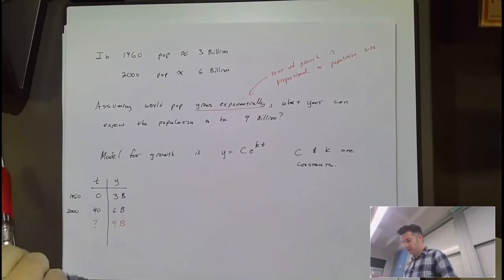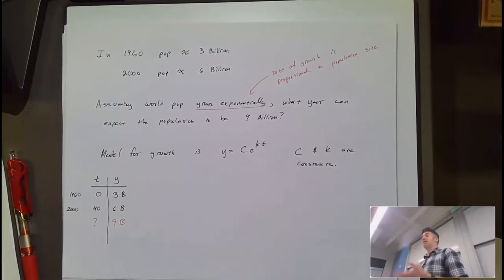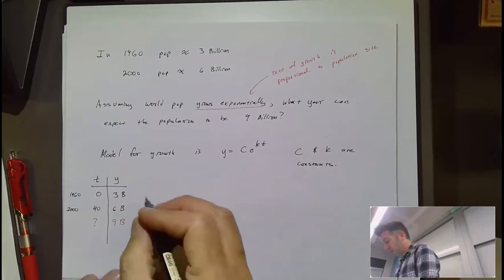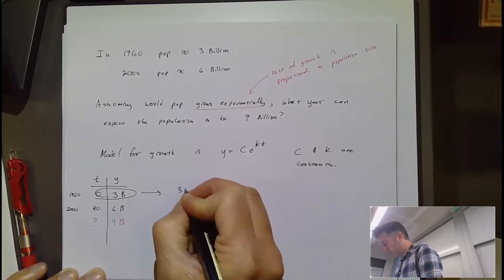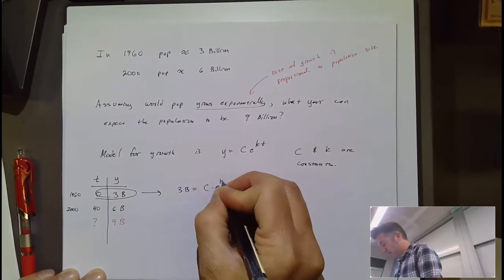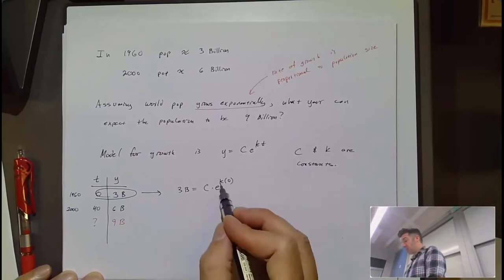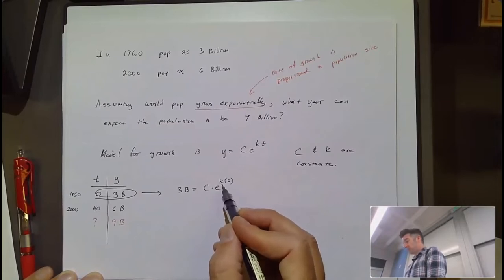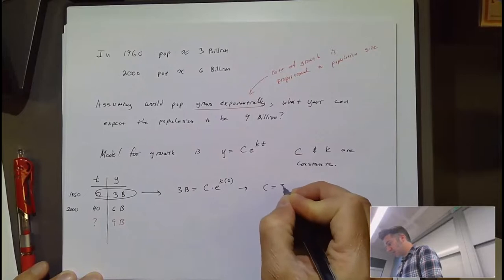All right, so now usually you can find C by just saying it's the amount of stuff you have when time equals 0. You can also plug in the numbers. So if I plug these in, Y is going to be 3 billion, and I'm going to get that equal to C times e to the k times 0, because I'm plugging in 3 billion for Y and 0 for T. K times 0 is 0, e to the 0 is 1, C times 1 is C. So this just gets me that C is equal to 3 billion.